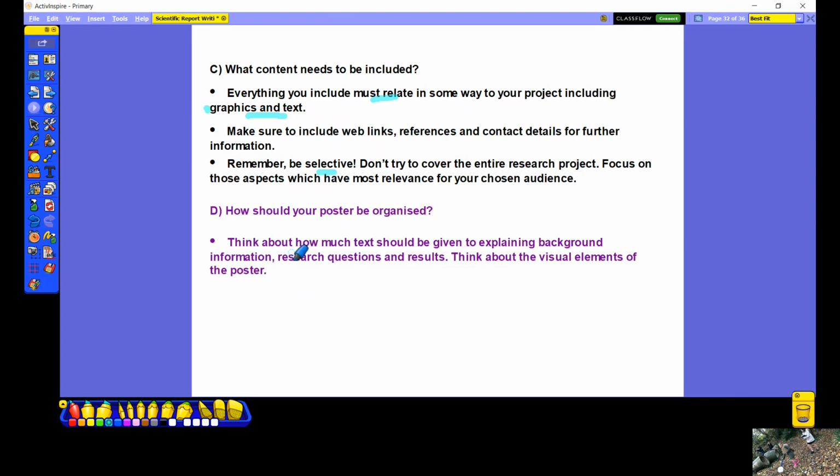So in organizing the poster, think about how much text should be given to explaining background information, research questions and results. The visual elements of this poster are going to be really important. If you want to make any notes, read that, have a think about it, discuss it in your support study group, pause the video there.